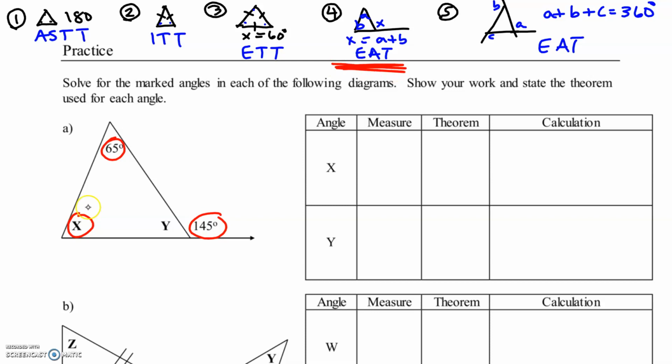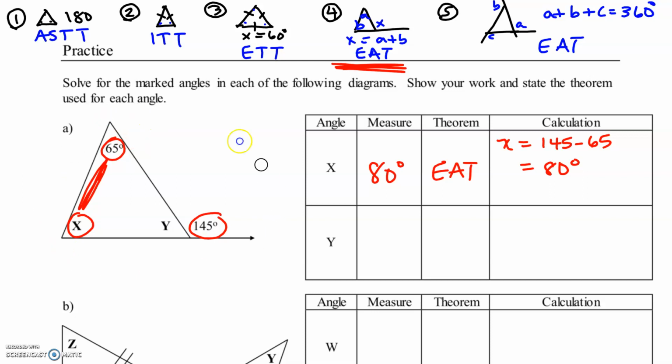So I know these two here add together to equal 145. So to find x, if I just take 145 and subtract 65, that will give me the value of x. So x in this case equals 80 degrees. And I found that using EAT. Okay, next let's do y.